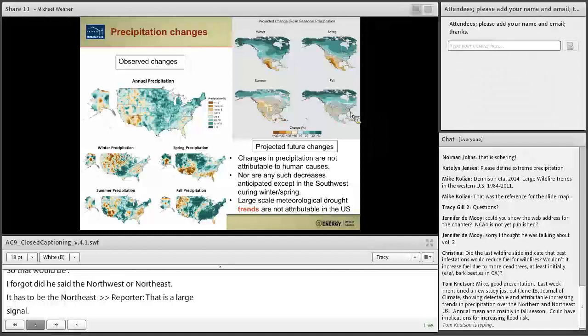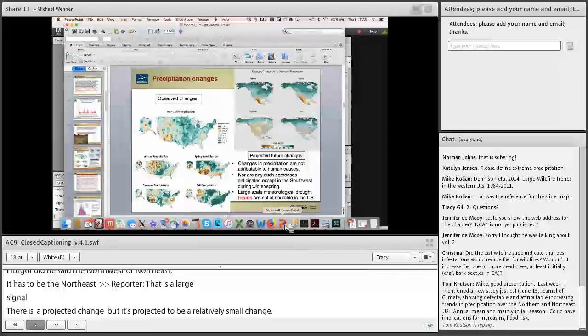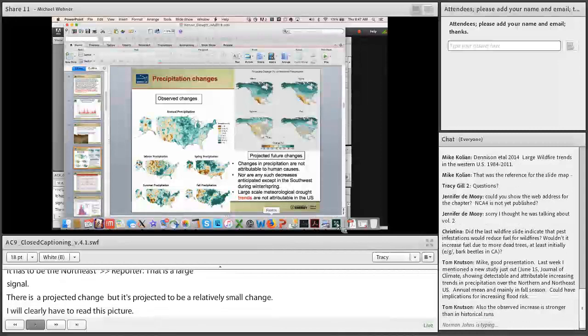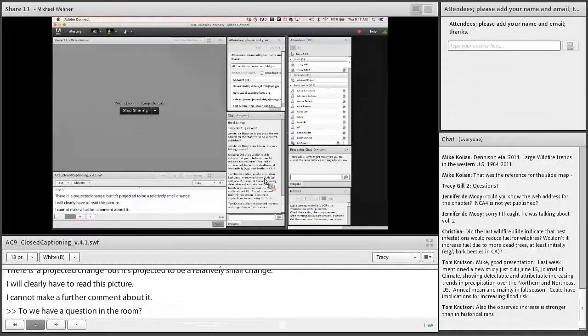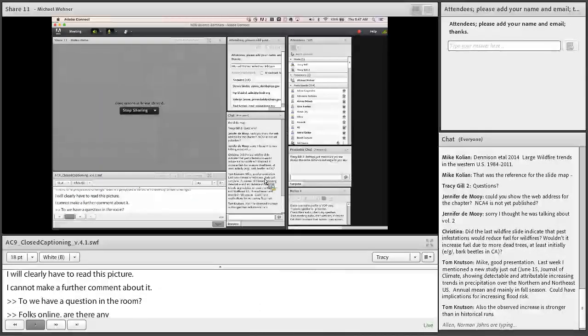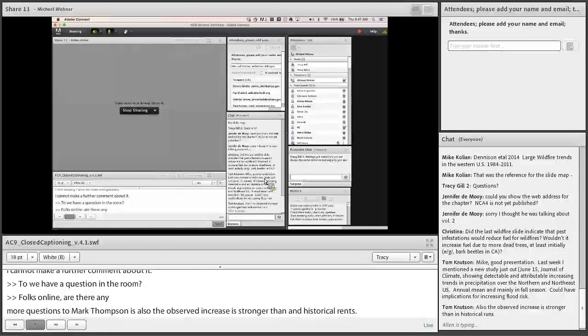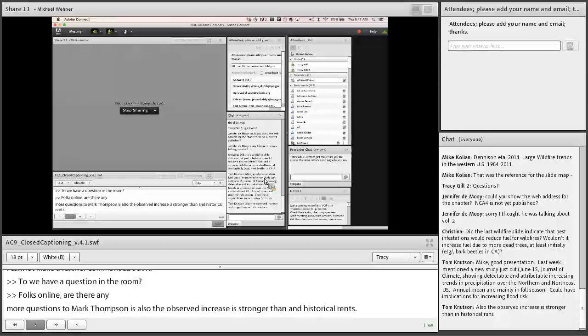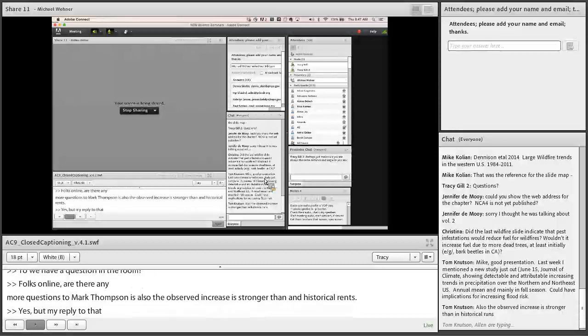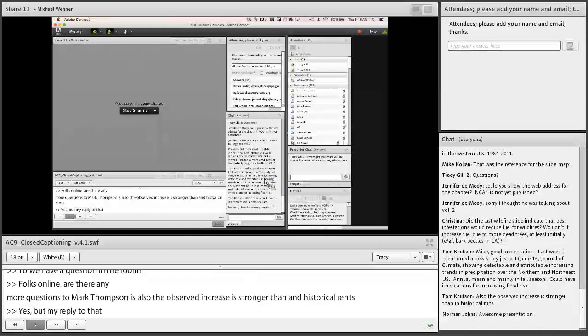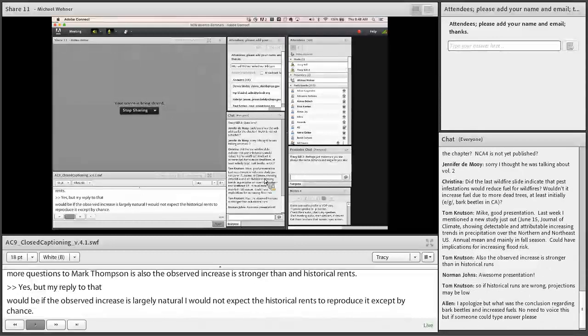Okay, do we have a question in the room? No? Okay. Folks online, are there any more questions? You can type them into the chat. Oh, Tom says, also, the observed increase is stronger than in historical runs. Yes, but my reply to that would be, if the observed increase is largely natural, then I wouldn't expect the historical runs to reproduce it except by chance. Okay. And Norman John says, awesome presentation. Thank you.